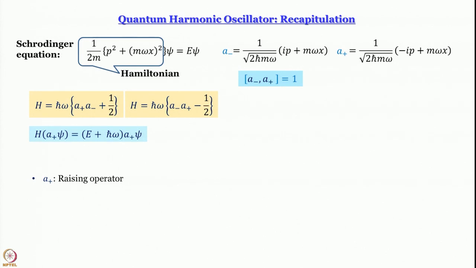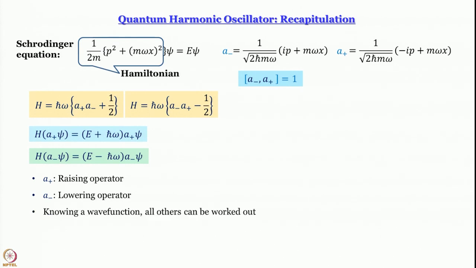So, A plus is called a raising operator, because its action on psi is to take us one step higher in the vibration energy ladder, and A minus takes us one step down. So, it is called the lowering operator. Now, this is something we have said earlier. Knowing a wave function, in principle, using the ladder operator, we should be able to work out all other wave functions by going up or down the ladder one step at a time. And knowing the energy of one level, we should be able to work out the other energies as well.